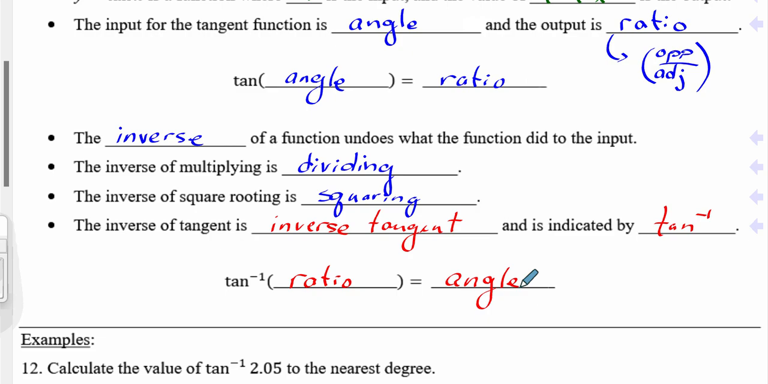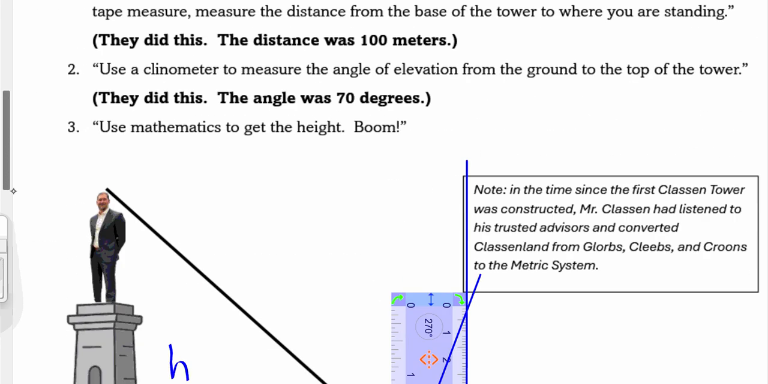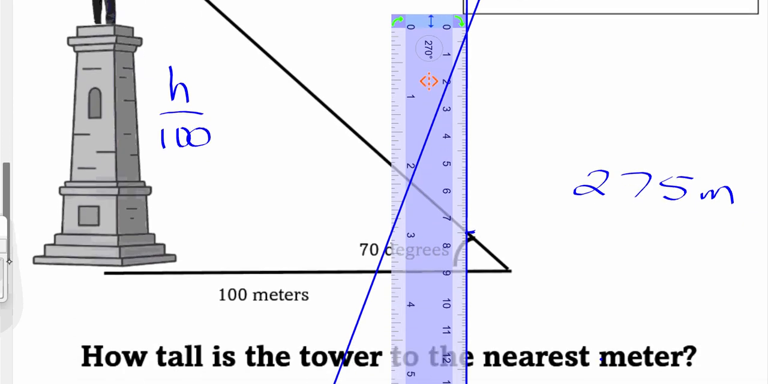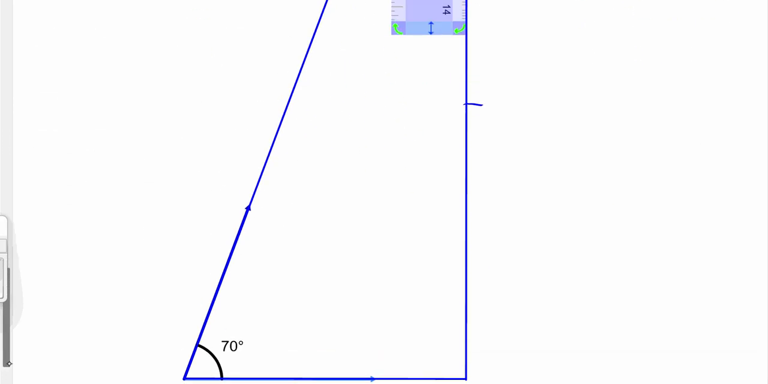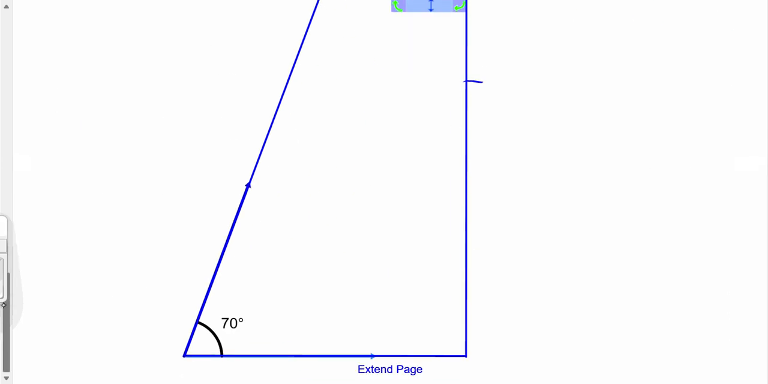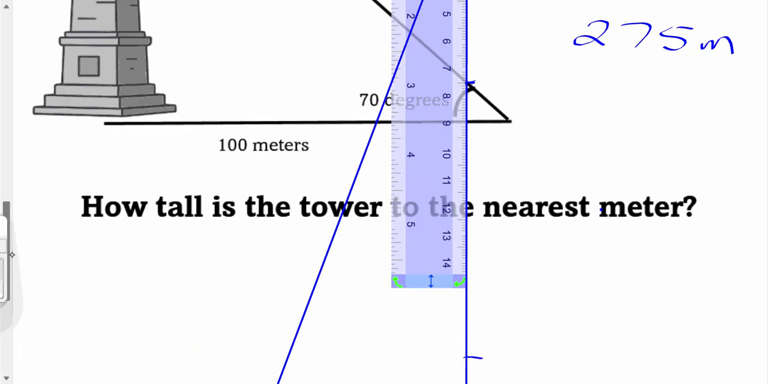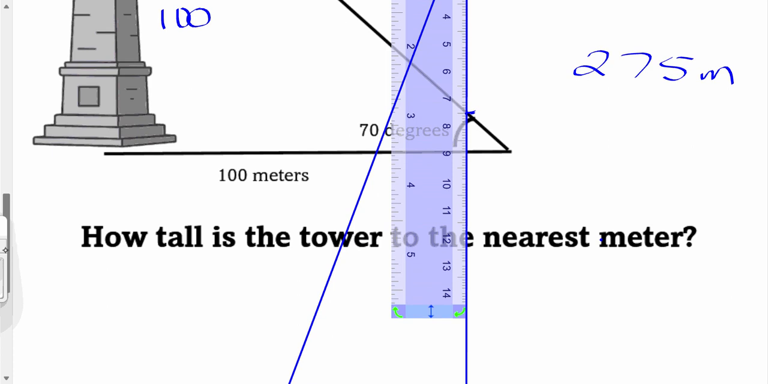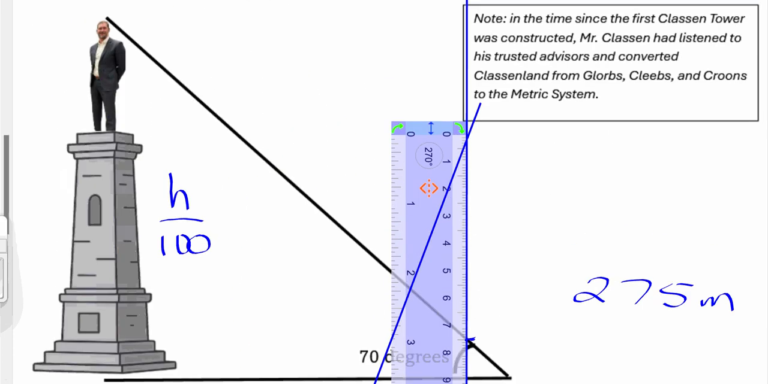So, yesterday we looked at this Clausenland question where we were given this 70-degree angle and we built this similar triangle where if this was 100, we wanted to know how tall this was. So using similar triangles, we said, well, let's make this 100 millimeters long using the ruler that I had up here, and then measured how long that was. And our measurement gave us 275 millimeters, but with similar triangles, if this was meters, that would also be meters.